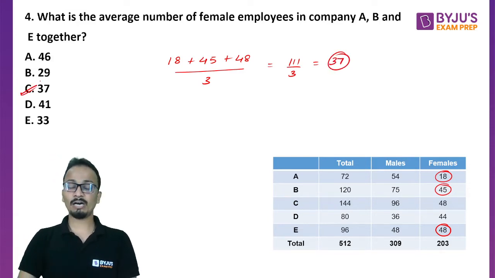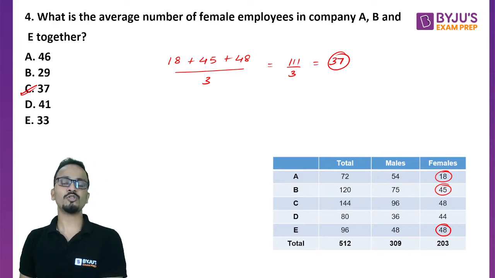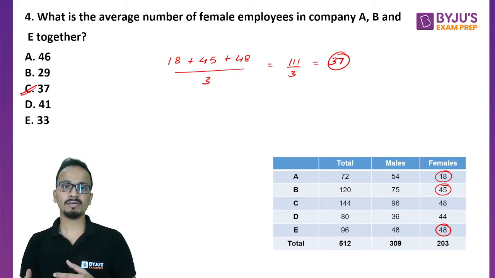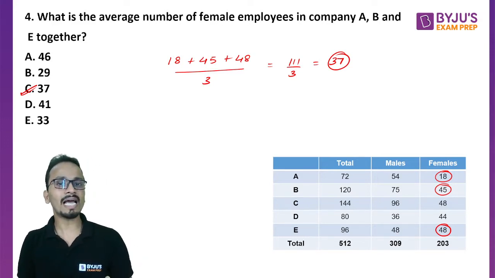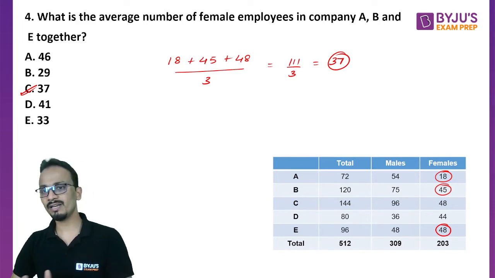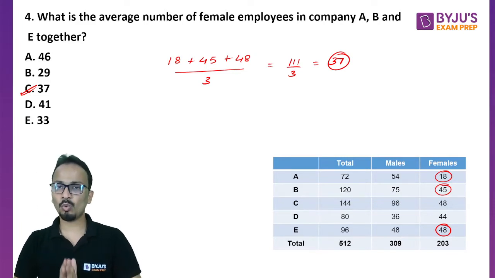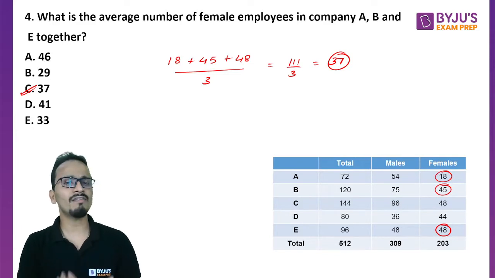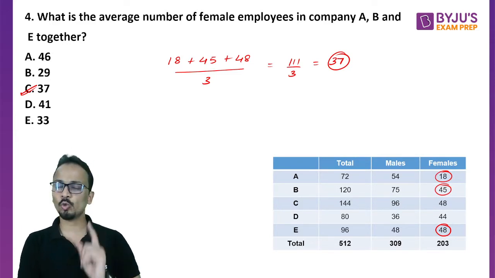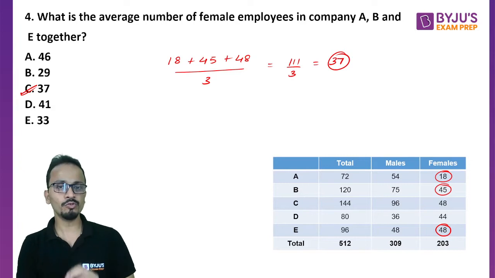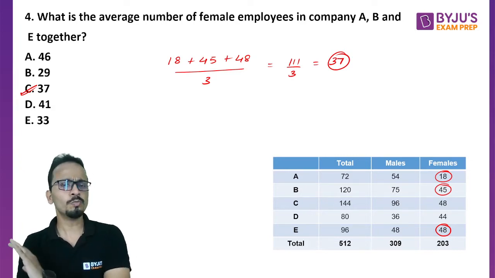Now guys, note one thing: the way I'm doing calculations is a little faster. Why am I able to calculate in a faster manner? Because I have a lot of practice. There is only one way to improve the speed of your calculations, and that is through practice only.